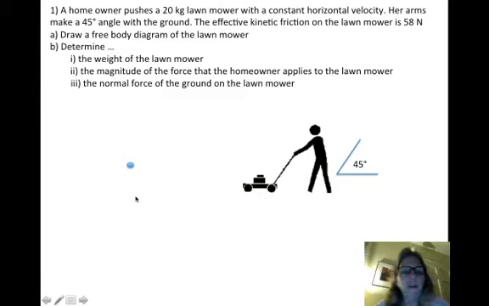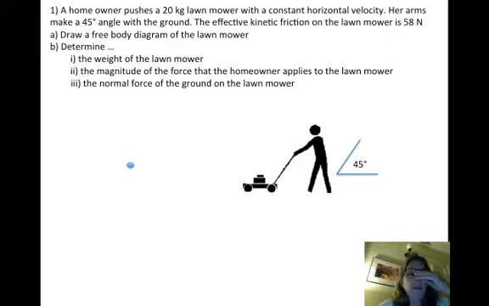Okay, so now I'm going to go through this problem a little bit step by step. The first thing it says is that a homeowner pushes a 20 kilogram lawnmower with a constant velocity. Her arms make an angle of 45 degrees with the ground, and the effective kinetic friction on the lawnmower is 58 newtons. So the first thing we need to do is draw a free body diagram.